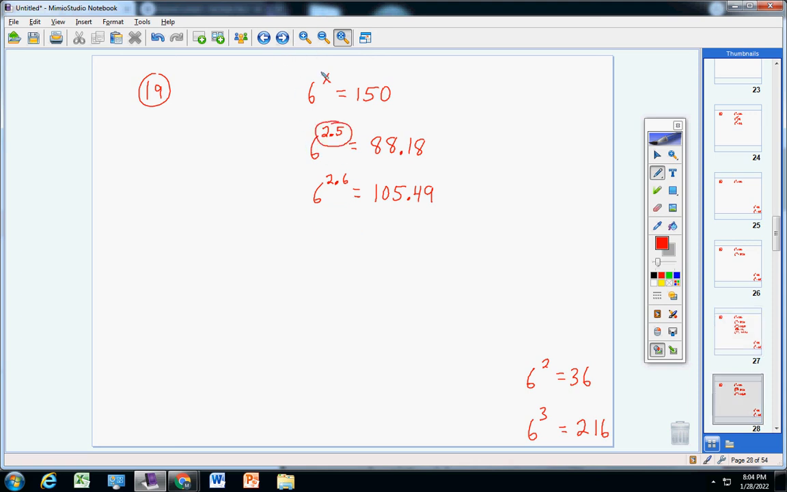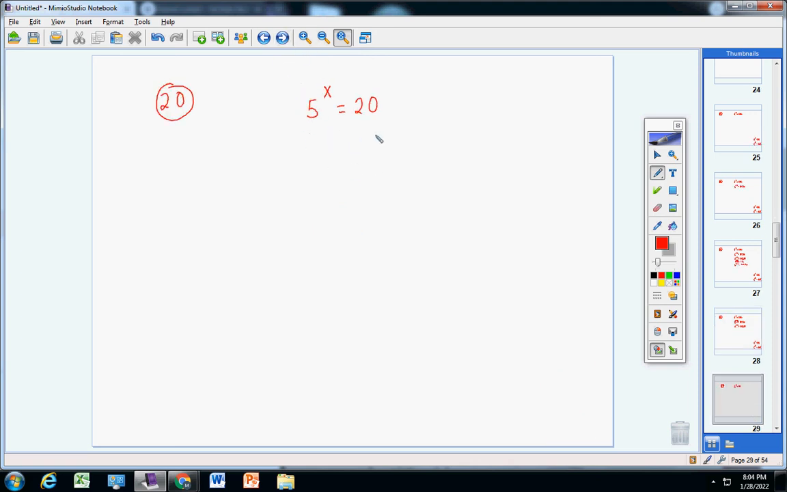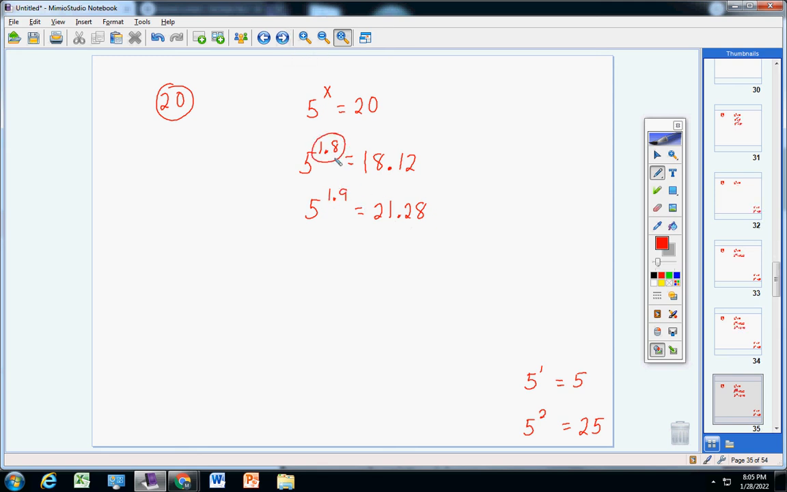Okay, number 20. Now, we cannot write both sides with the same base, so we're going to have to start putting numbers in for x. So I tried 5 to the 1 is 5, but 5 squared is too big, it's 25. So 1 is not big enough, 2 is too big, so your answer has to be between 1 and 2. Okay, so I tried 1.8. 5 to the 1.8 gives you 18.12. And 5 to the 1.9 gives you 21.28. So this is too big. Our answer will be 1.8.